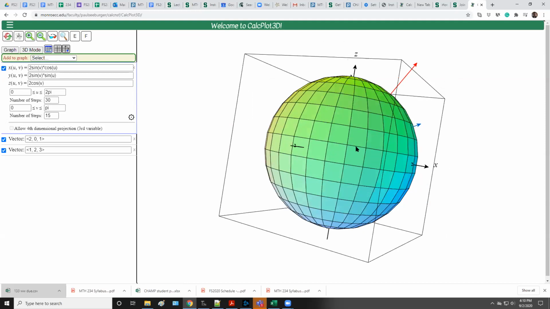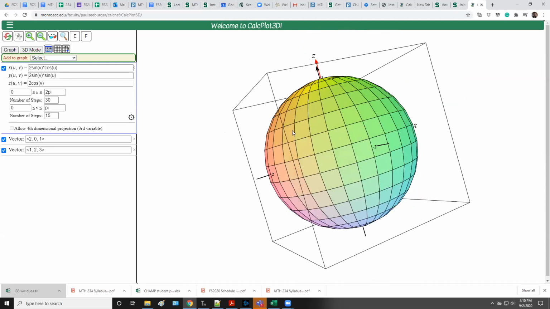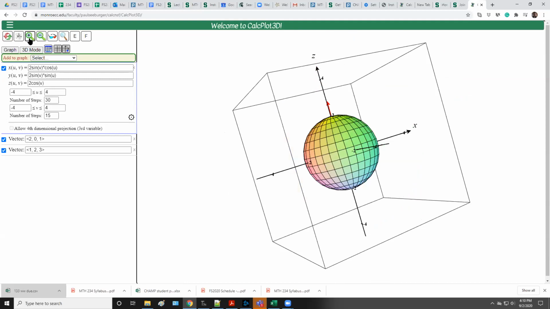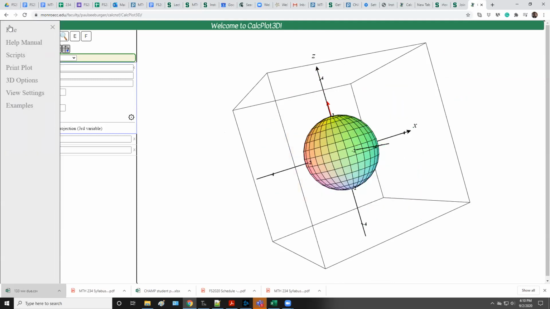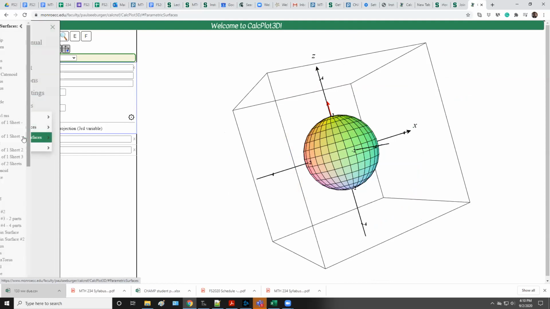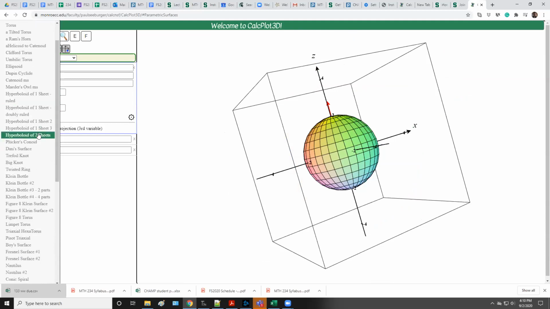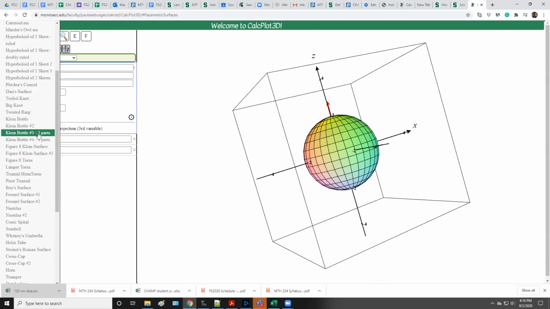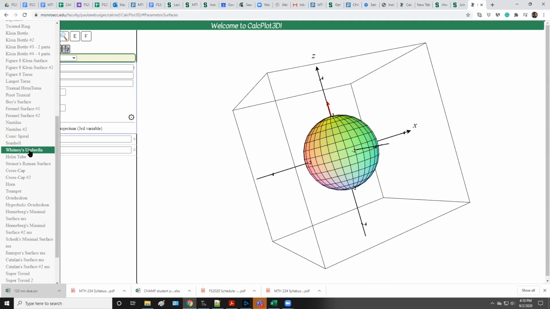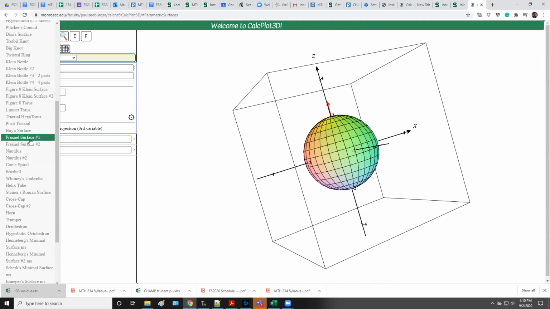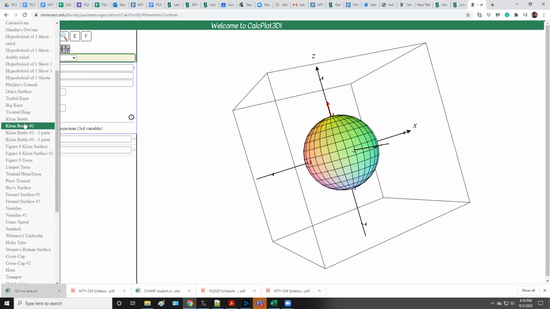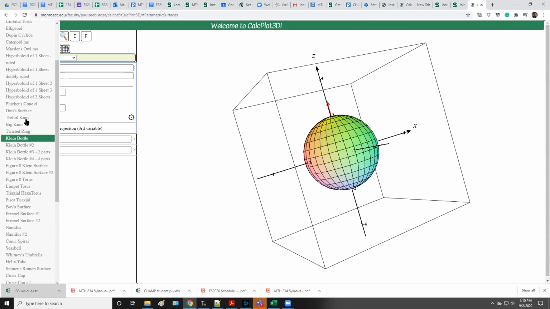So, okay, this is relatively boring. This is just going to be like a sphere or something like that. And again, you can zoom out, zoom in, all that sort of stuff. I want to do a fun one. I want to do an example of a parametric surface, and you've got all these fun ones here. You may have heard of some of these names, like a Klein bottle, which is kind of a classic one.